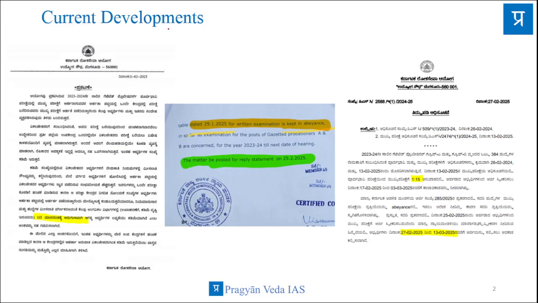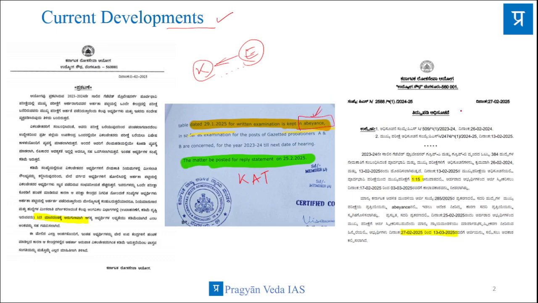Just to give the background of the current developments that have occurred, there were protests because the translation from English to Kannada medium in the prelims was not done appropriately. Therefore, it appears that there had been injustice towards the Kannada medium students, and therefore the CAT, the Karnataka Administrative Tribunal, intervened in the matter and put a stay on this.